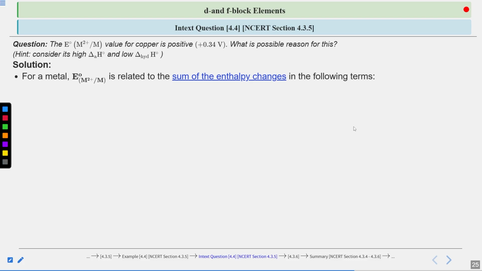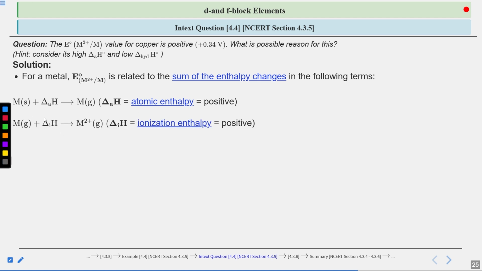For a metal, the E0 value is related to the sum of enthalpy changes. First, the metal from the solid attains the atomization energy to convert to the gaseous state of the metal. So atomization energy, that is atomic enthalpy, is positive here. Now, this gaseous metal uses the ionization enthalpy to convert to the metal 2 positive ions in the gaseous form. This ΔIH is ionization enthalpy, which is positive.